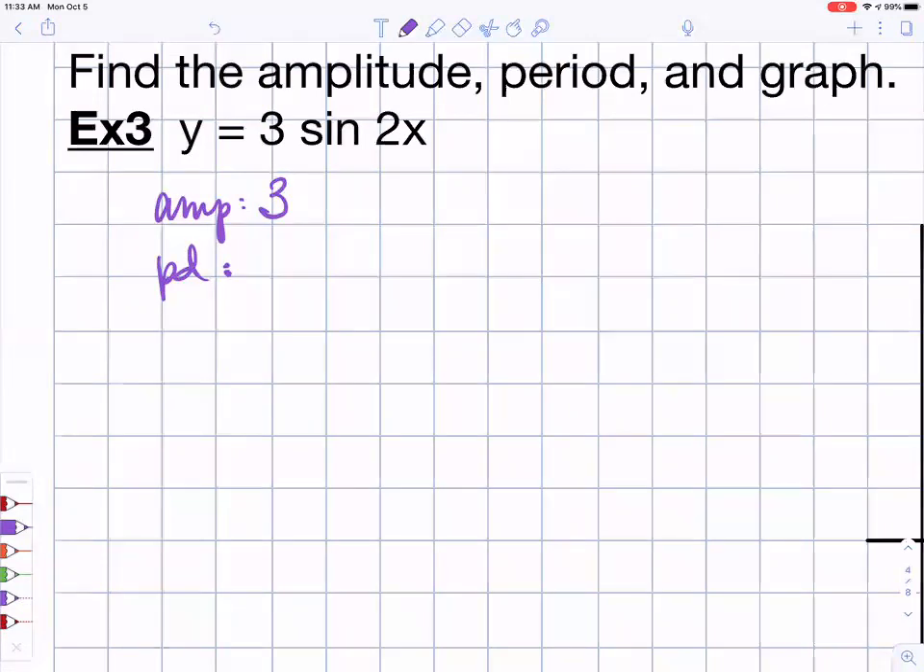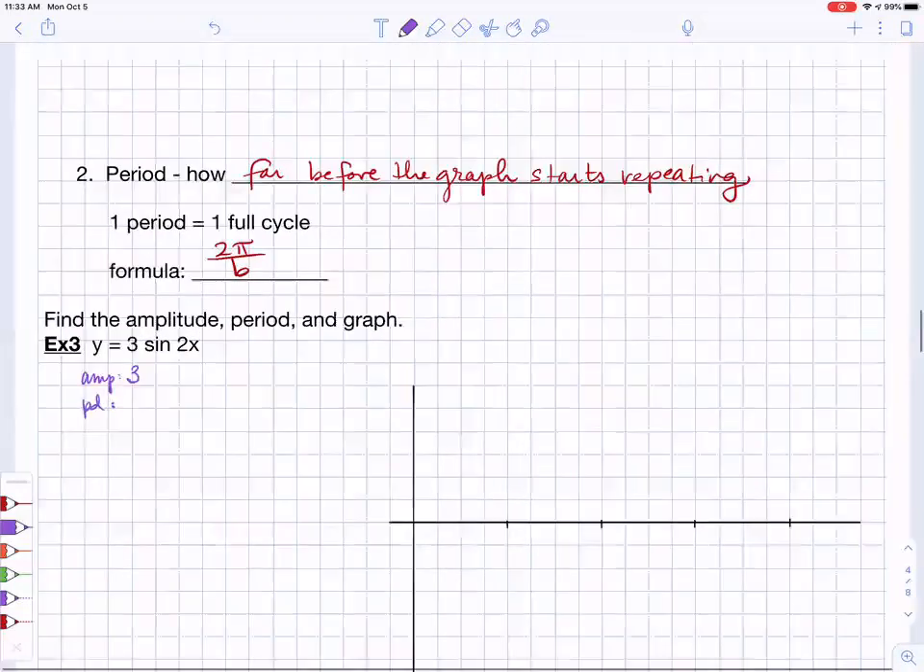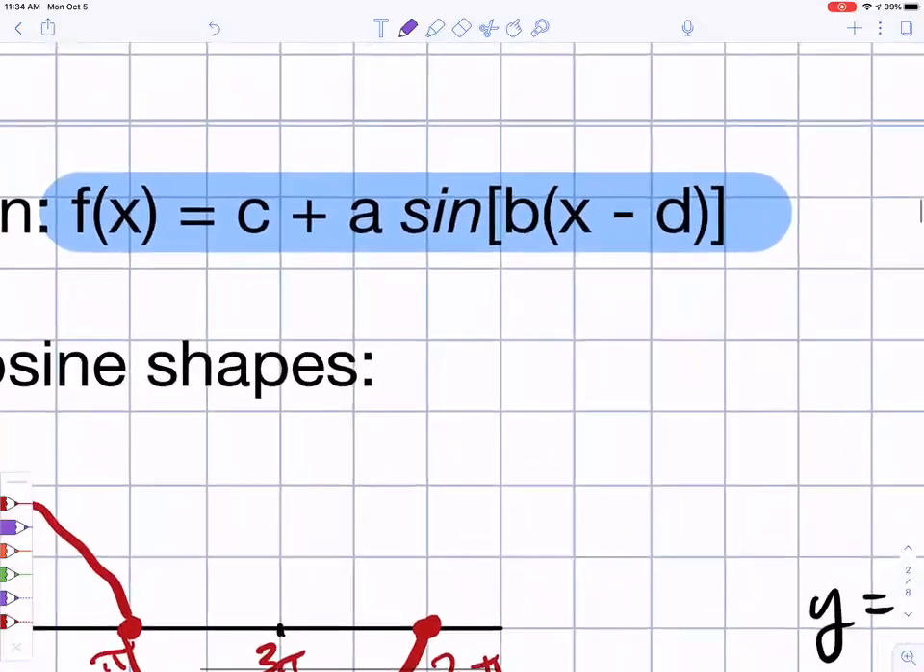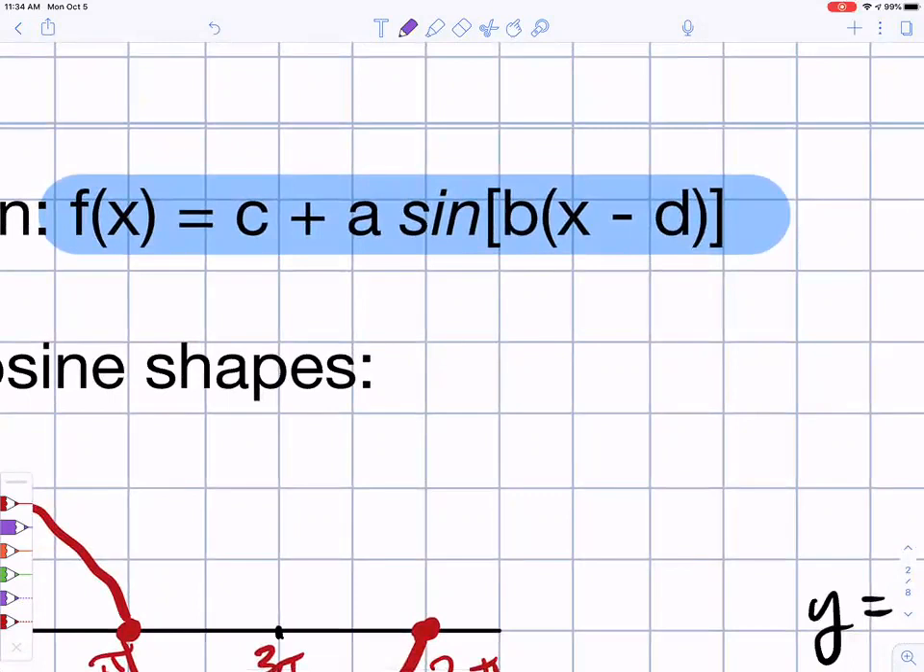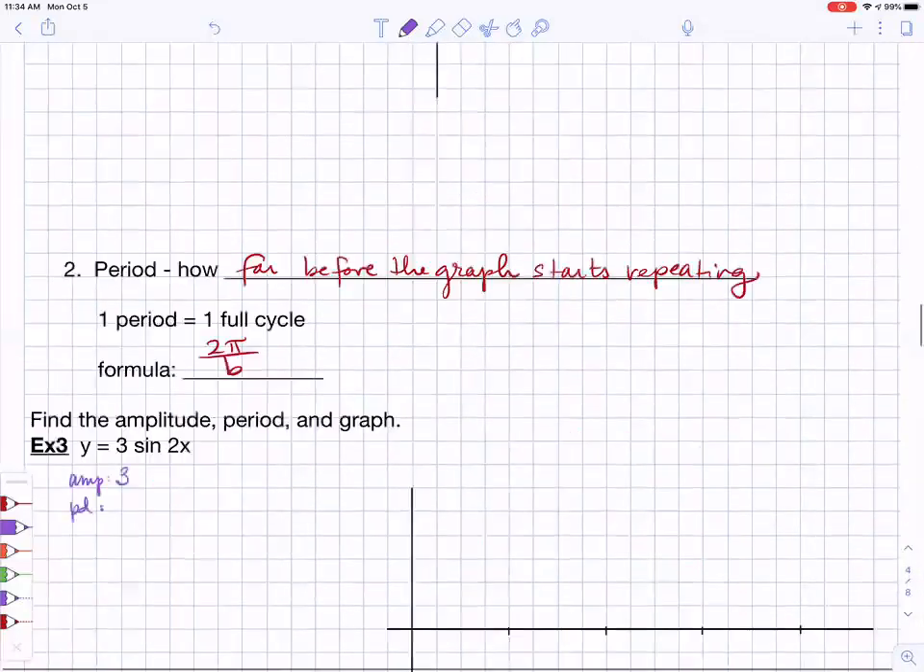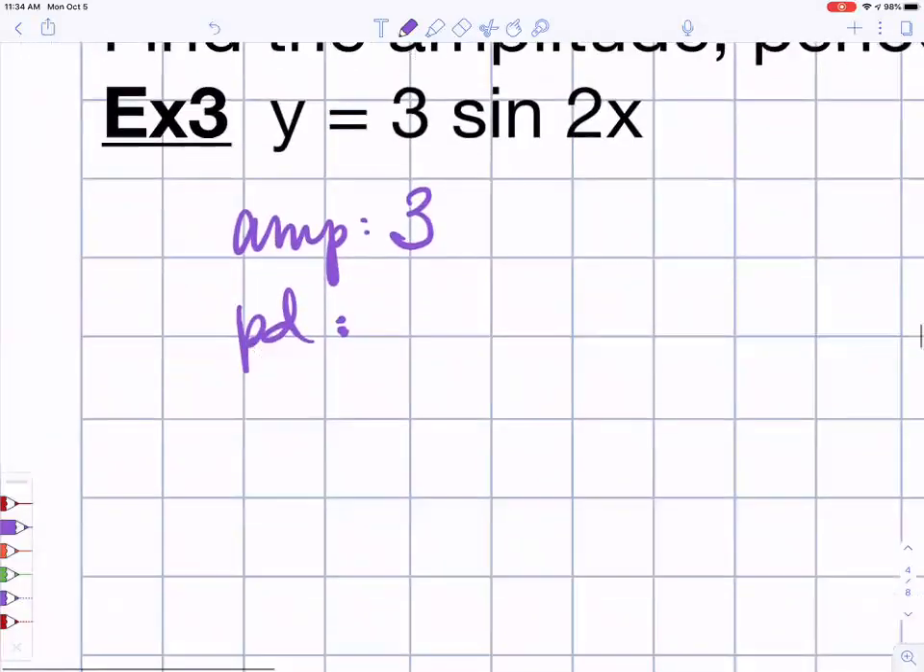2 pi over b. In our equation, what's my b value? What is it? Yeah, it's 2. So if you go back and look at your equation, go back and look at where b is. B is the guy that's in front of the x. All right, so we've got here then my formula, 2 pi over b, which is 2. So this is going to be pi.